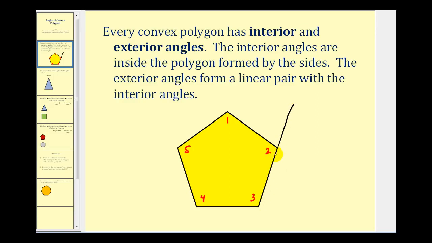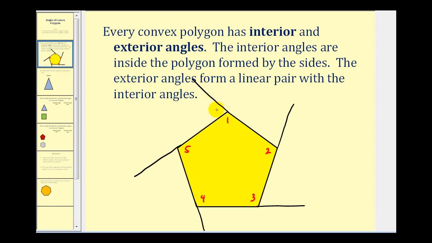And then I'll go ahead and work my way around the pentagon, extending each side. So I'll extend this side here, this side here, this side here, and this side here. Notice we have a 5-sided polygon, and I extended 5 sides to form the exterior angles.